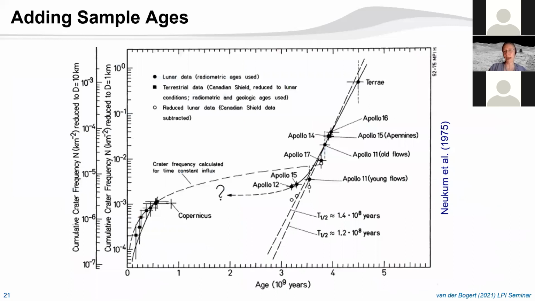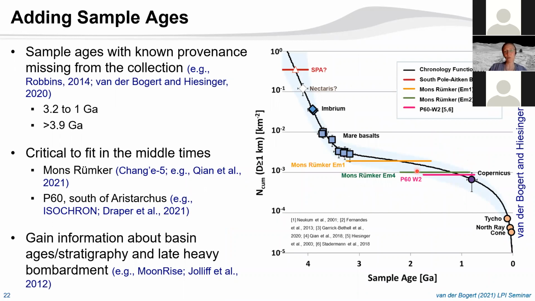Okay, so I wanted to come back to this figure again because this question mark just really eloquently expresses what was a problem in 1975 and is still actually, until December, a problem for us too, because we did not have samples from known provenance from this entire range of ages from 3.2 to 1 billion years, okay? And so this is then the rationale behind proposing the isochron mission to the P60 basalt unit south of Icarus, south of Aristarchus, and also the Mons Rumker region for the Chang'e 5.